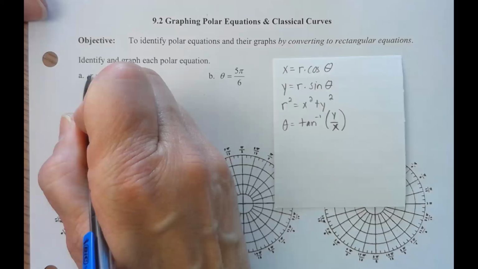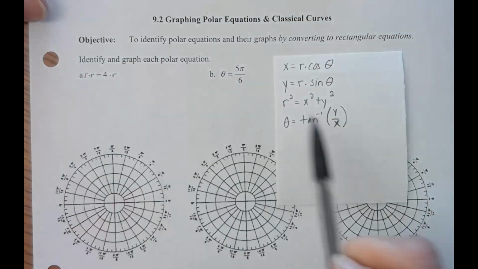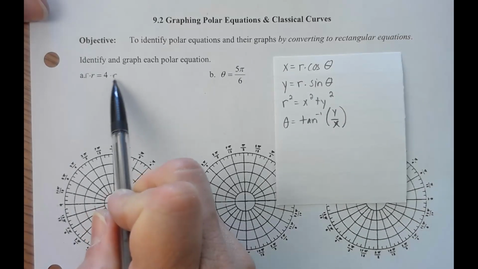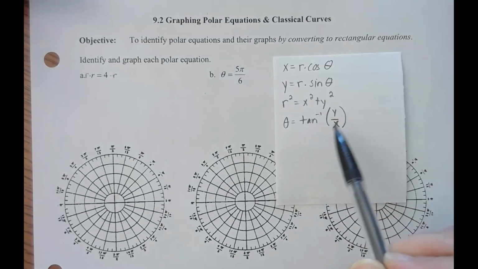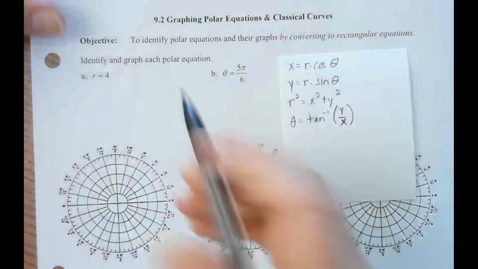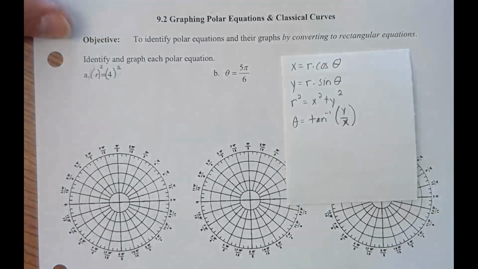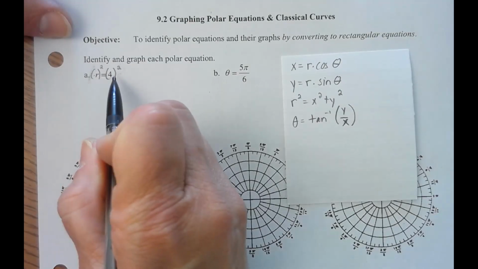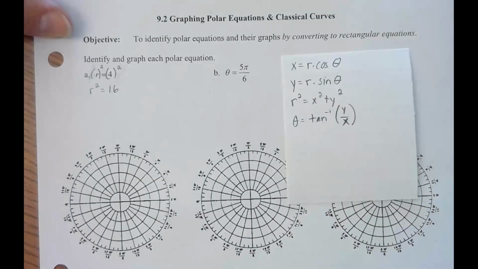If you multiply both sides by r, you end up with r squared, which is great because that's x squared plus y squared. But on this side, you have 4r, which doesn't really go with any of these. So instead of multiplying both sides by r, I'm going to square both sides of the equation. I can do anything I want to the equation as long as I'm doing the same thing on both sides. Now I have r squared equals 16.